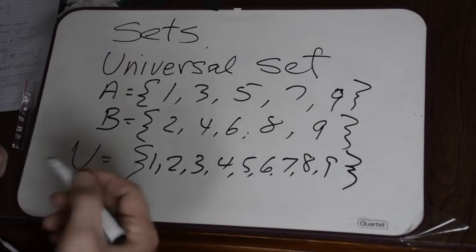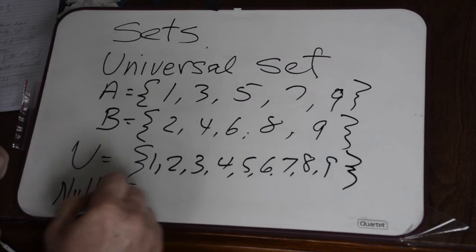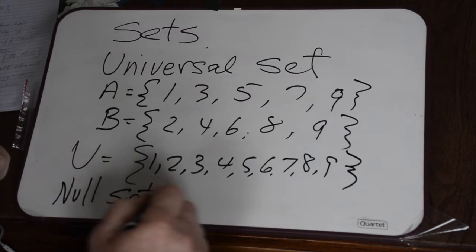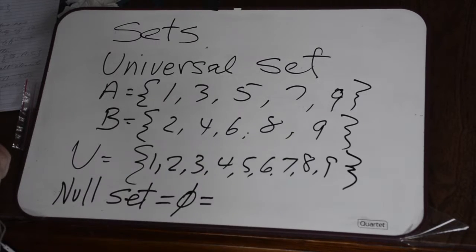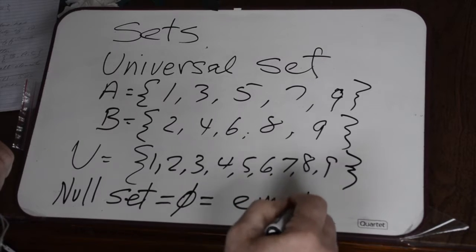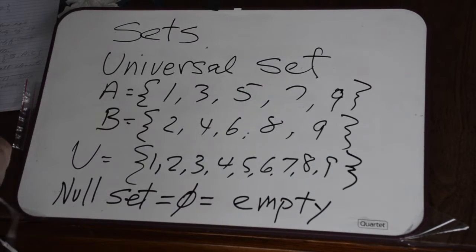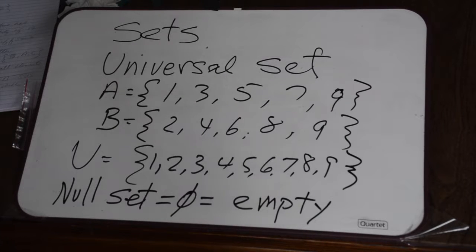Okay. And there's also something called the null set. And the null set is the set that has no elements in it. It's empty. It's an empty set. But it is a set, nonetheless. Okay? So the symbol 0 with a line through it, that represents the null set. Okay? And it is the empty set.